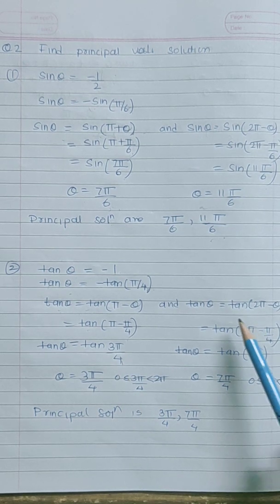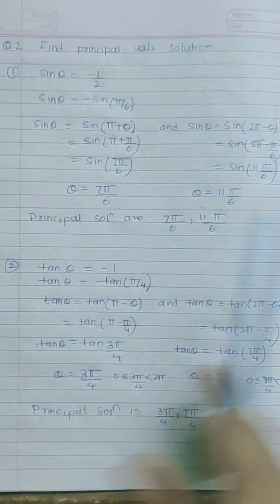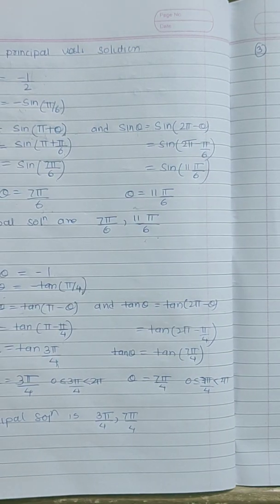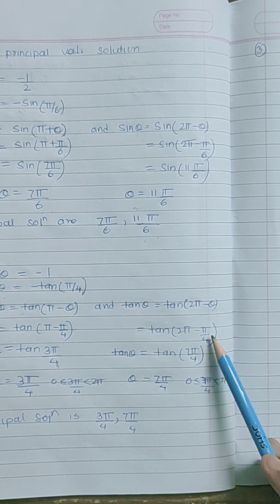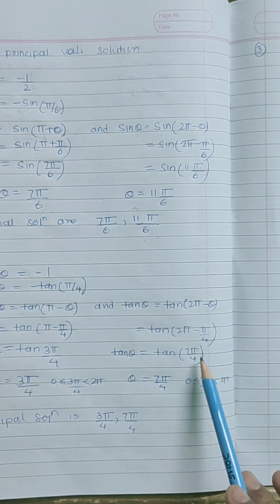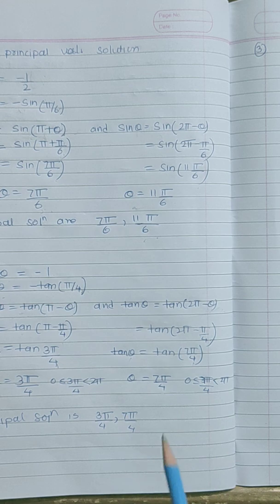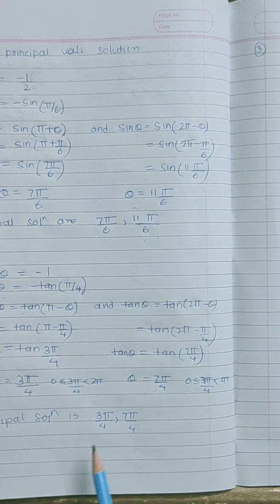Now next we will take 2 pi minus theta. In the fourth quadrant also the tan value is negative. So tan of 2 pi minus theta. Now what is our theta? Pi by 4. So 2 pi minus pi by 4. Then tan theta is equal to 4 twos are 8 pi minus pi, that is 7 pi by 4. So theta is equal to 7 pi by 4, which is between 0 and 2 pi. So the principal solutions are 3 pi upon 4 and 7 pi upon 4.